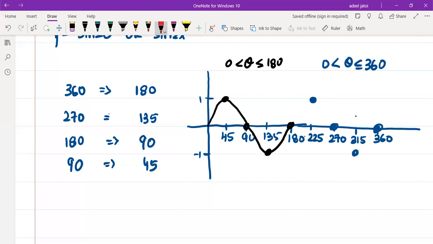The graph that you will make from here, you don't need to obviously cross it down. I'm just showing you that this is your other cycle. So now you move in the other cycle from 1 to 0, -1, and 0. So now how many cycles are there? 2, because this represents sine 2x for theta greater than 0 and less than or equal to 360. The black graph represents sine 2x for the range of theta greater than 0 and less than or equal to 180.